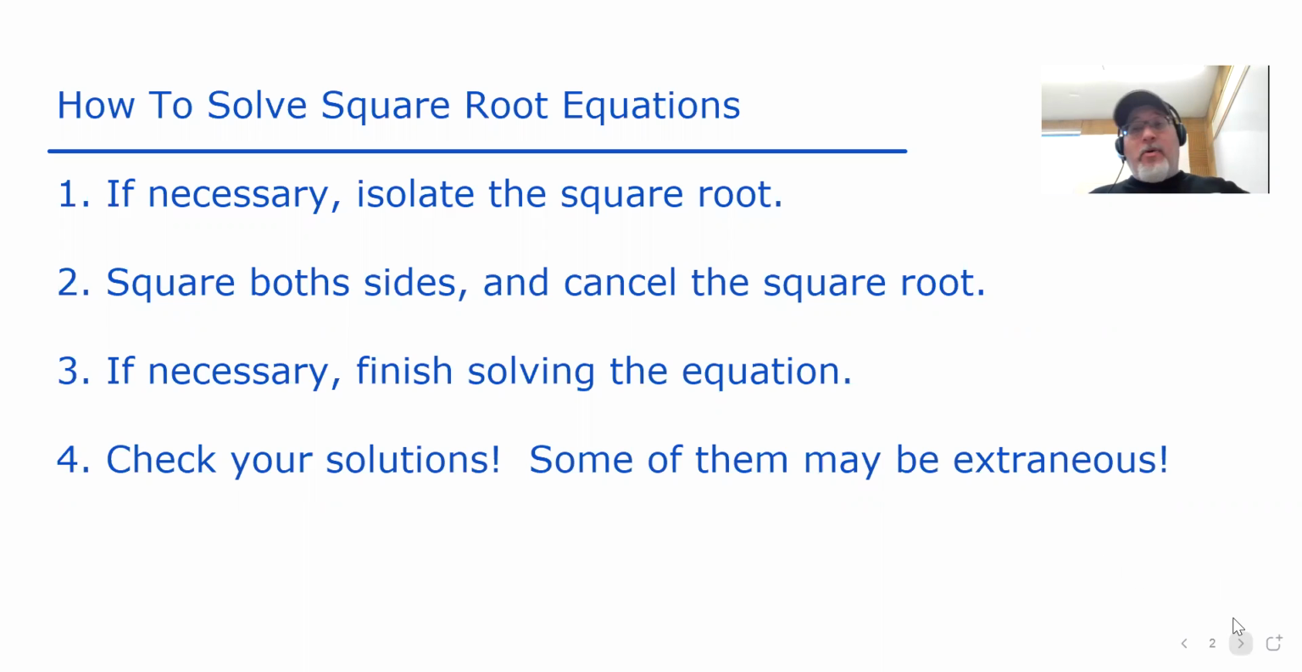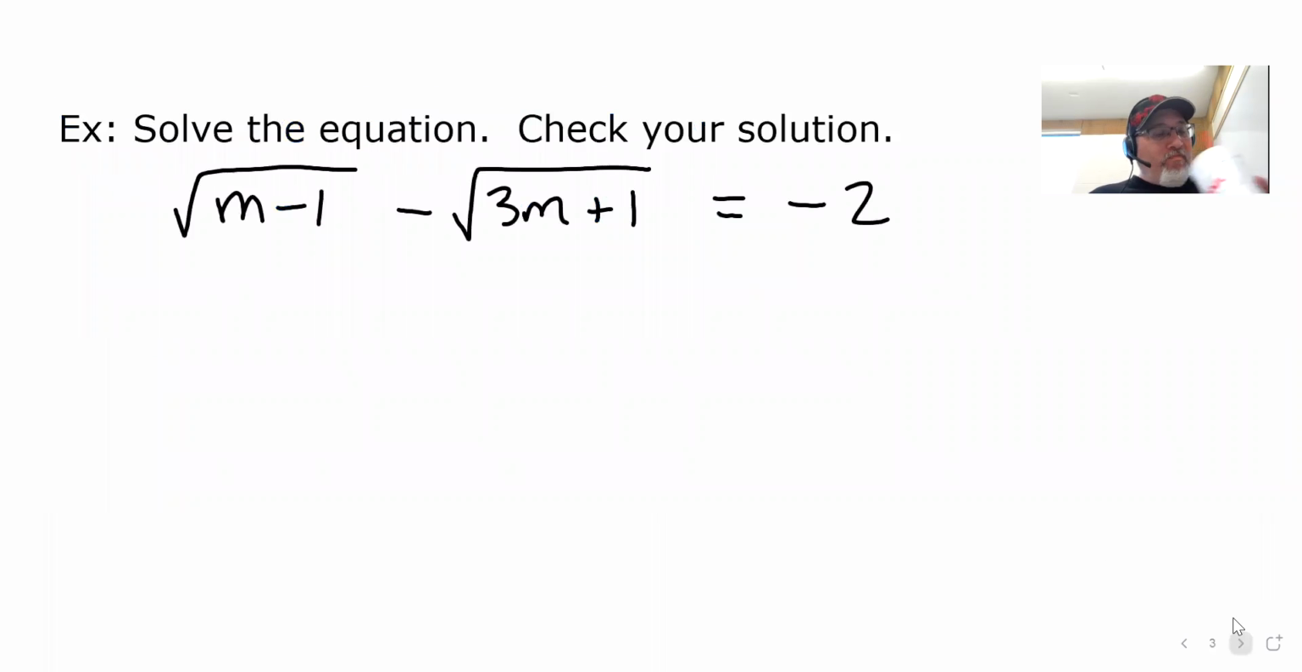So let's see if you can spot why this is a type 3. I bet it won't take you long. Solve the equation, check your solution. The square root of m minus 1 minus the square root of 3m plus 1 equals negative 2. I wonder why this one's different. It's funny because it's like a type 1 in the sense that the variables are all inside the square roots, plural, but it's clearly different because it has 2 square roots.